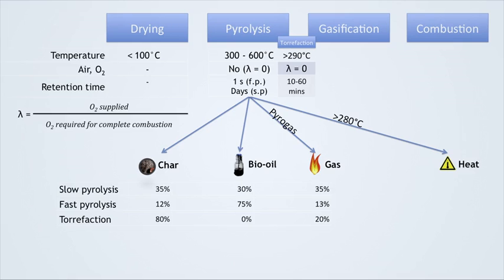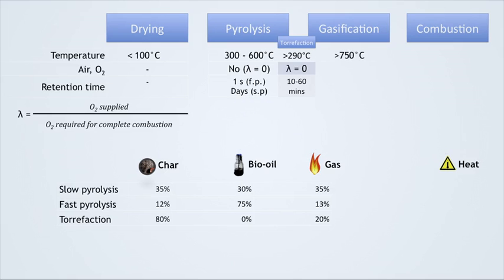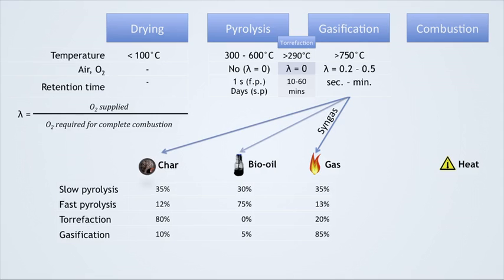This thermal conversion of organic material takes place at elevated temperatures, above 750 degrees Celsius, with a partial supply of oxygen, lambda ranging between 0.2 and 0.5. Retention times are short, ranging between seconds and minutes. In this process, 85% of the input material is then converted into a mixture of permanent gases: carbon monoxide, carbon dioxide, methane, and hydrogen, also called syngas or producer gas. Char would represent only 10% of the output, whereas liquids would only be 5%, consisting mainly of water and condensables as minor products. Combustion is our last process.